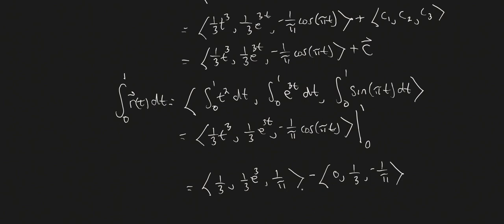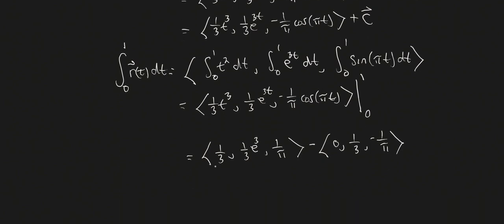And then do our vector algebra and subtract these two vectors. So our answer is going to be a vector. We have 1/3 minus 0, comma, 1/3 e cubed minus 1/3, and then 1 over pi minus negative 1 over pi. That gives us 2 over pi. And that's the value of this definite integral.